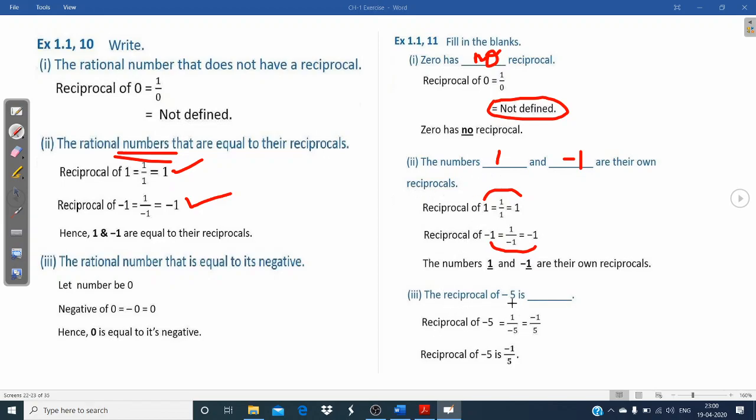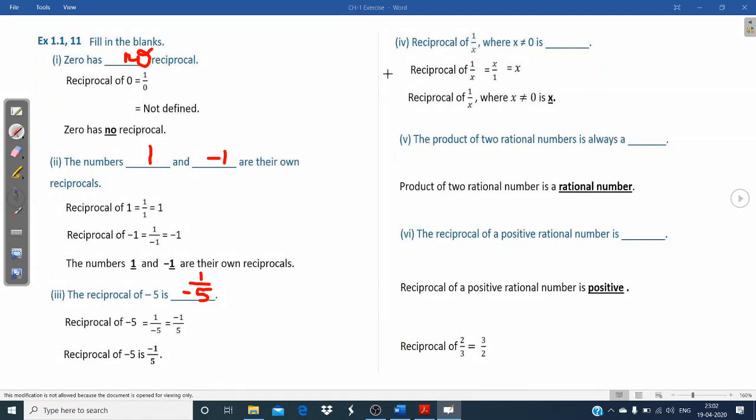Third part, what is the reciprocal of minus 5? Simply, if a number is minus 5, its reciprocal will be 1 upon minus 5. So your answer will be minus 1 upon 5.